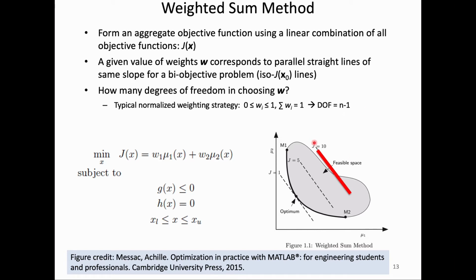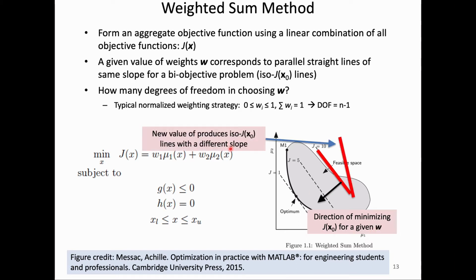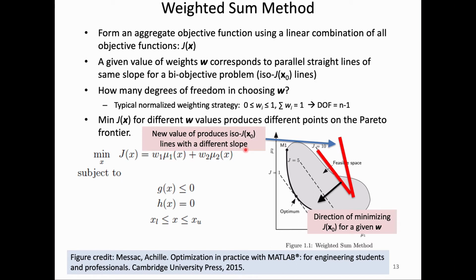Let's suppose we set some weighting parameters such that this is the slope of our iso cost line. And this is the direction of minimizing cost for a given weighting. And here's another direction, a new value for W that produces iso cost lines with different slopes. We want to minimize the aggregate objective function for different weight values to produce different points on the Pareto frontier. As we sweep through one particular set of values for the weights, that's going to give us a subproblem. We solve the subproblem, and that's like moving the iso line that has a slope for a given set of weights down toward the left and keep going until you can't go anymore without leaving the attainable set.